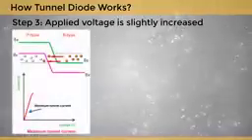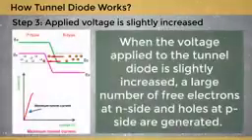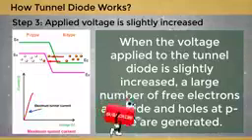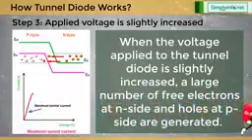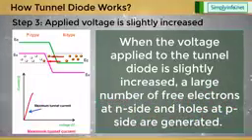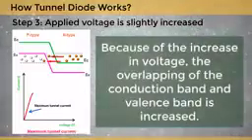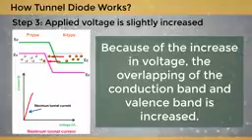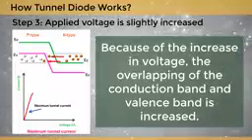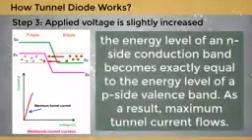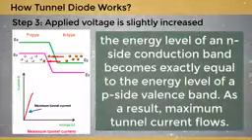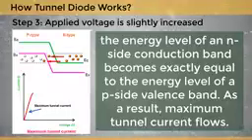Step 3. Applied voltage is slightly increased. When the voltage applied to the tunnel diode is slightly increased, a large number of free electrons at n side and holes at p side are generated. Because of the increase in voltage, the overlapping of the conduction band and valence band is increased. In simple words, the energy level of an n-side conduction band becomes exactly equal to the energy level of a p-side valence band. As a result, maximum tunnel current flows.